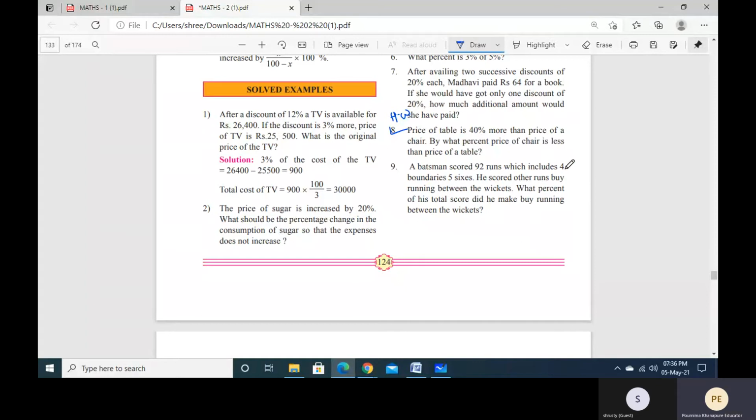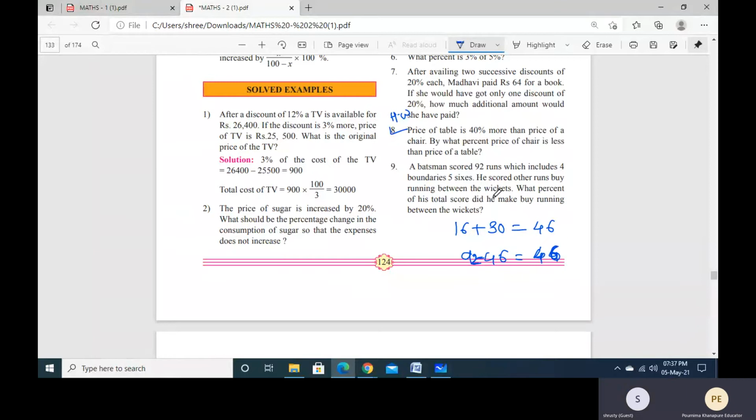Oh, easy. So 4 fours, that means 4 boundaries, that means 4 into 4, 16. 5 sixes means 5 sixes are 30. So that's a total of 46. Now 92 minus 46 is 46. So 46 runs he has made by only running between the wickets.